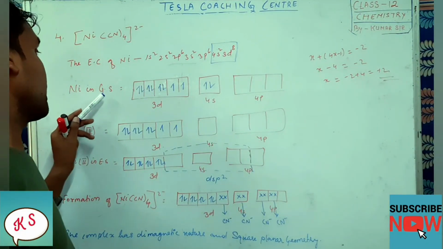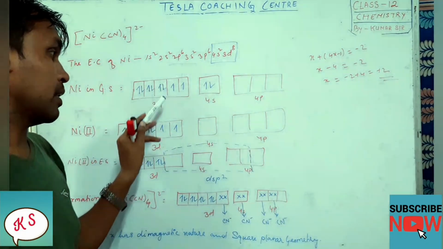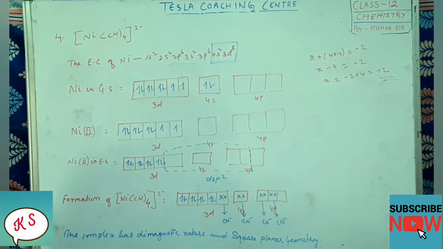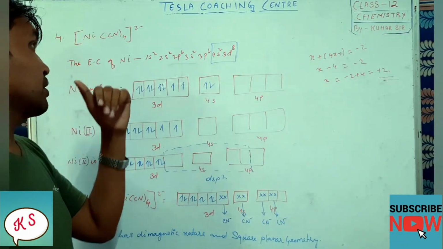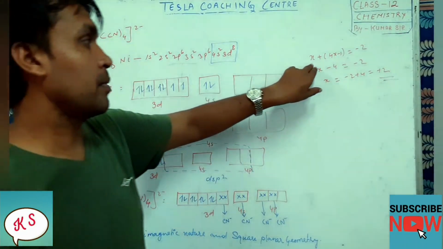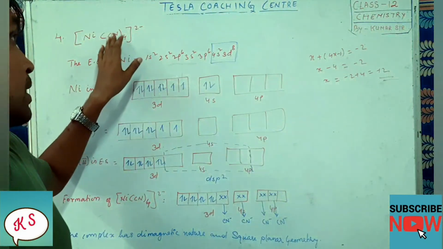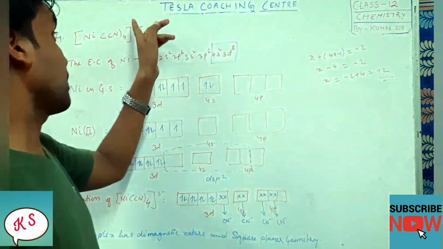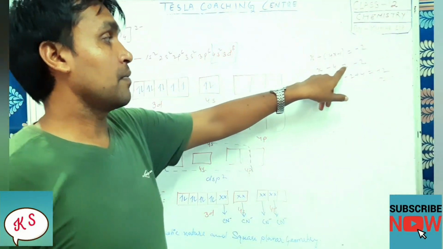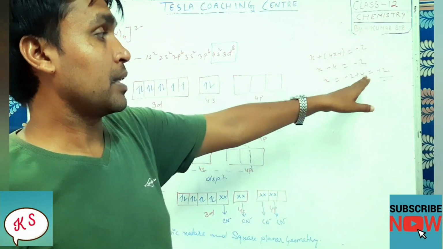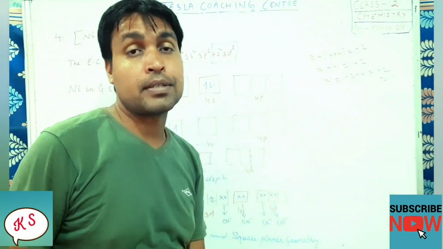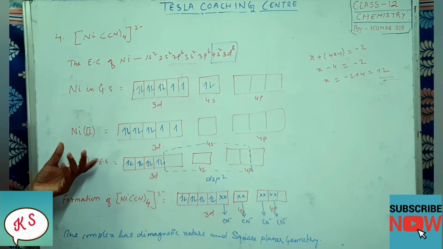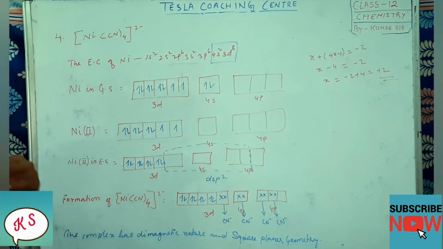So the nickel in ground state we have written here: 3d with 8 electrons, 4s2, and 4p is there. After that we have to calculate the oxidation number of nickel. So the oxidation number of nickel here will be x plus 4 CN, and the CN oxidation number is -1, so equals -2 because the charge is -2. So x minus 4 equals -2. If you take the 4 to the other side, then -2 plus 4 becomes +2.